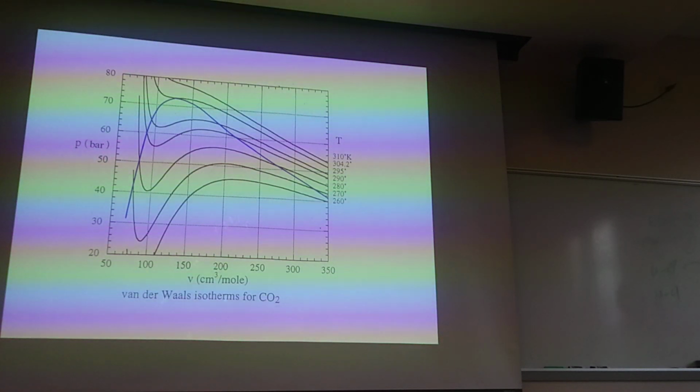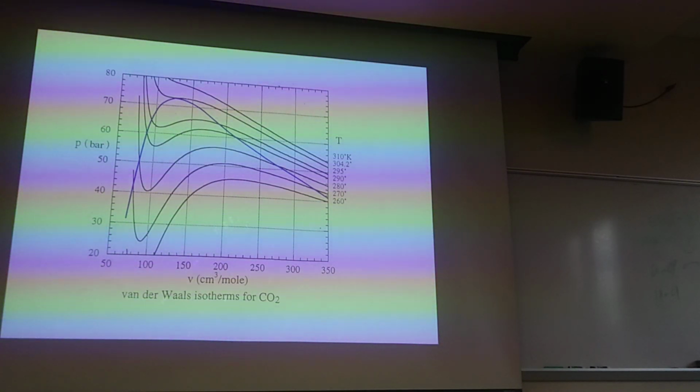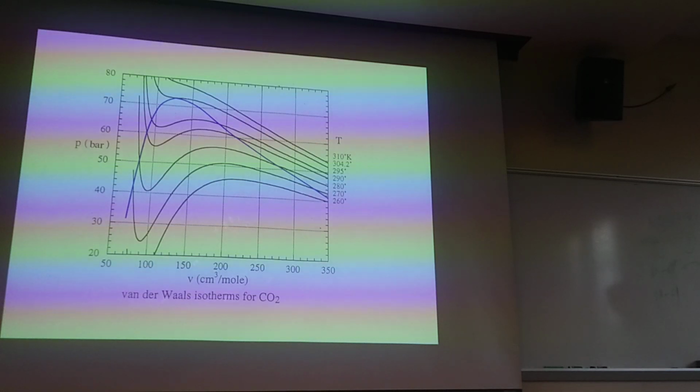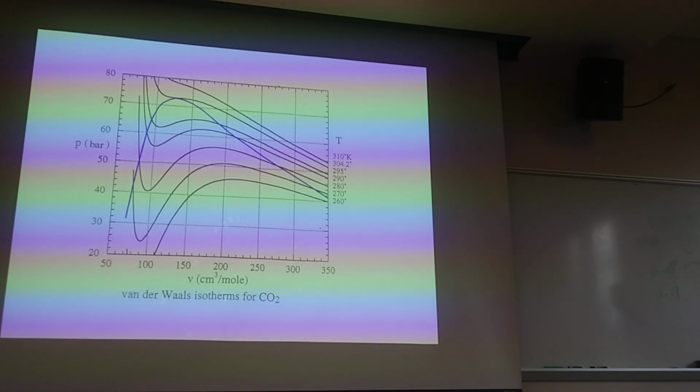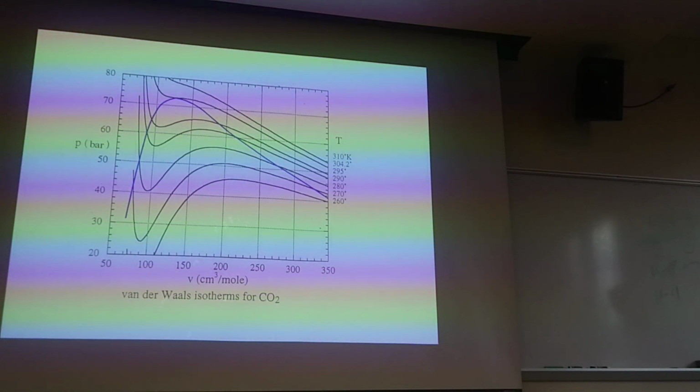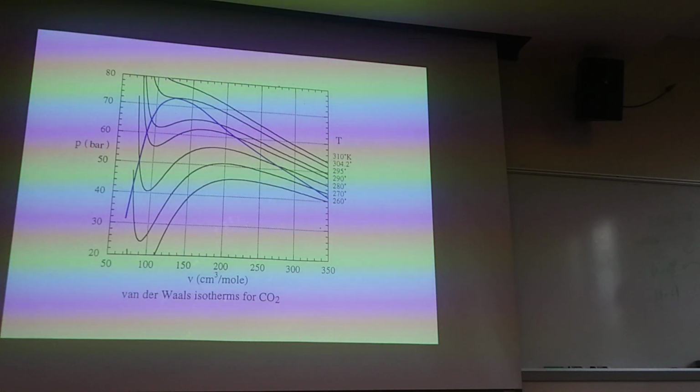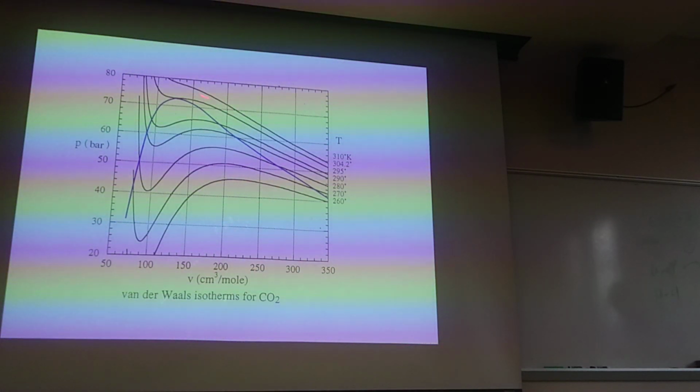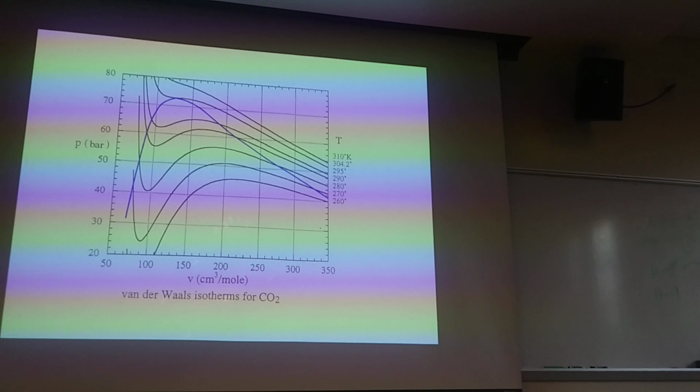So let's say we did that construction where we've equalized the areas above and below for each of the isotherms that I've got here below the critical point. And if I then joined those curves, that would give me my two-phase envelope that we've seen before.